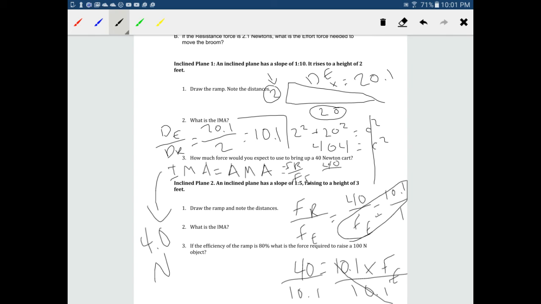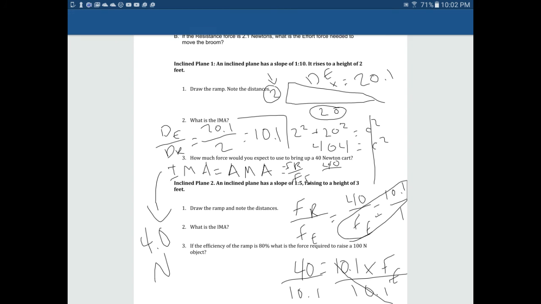4.0 newtons, right? So you can kind of see we're getting that 10 to 1, or that 10.1 mechanical advantage, right? A 40 Newton cart only takes 4 newtons of force to push it up there, but we have to push it 20 feet instead of going up 2 feet, right? So much lower force, much longer distance. That's what mechanical advantage is all about, right? You trade either distance for force or force for distance.